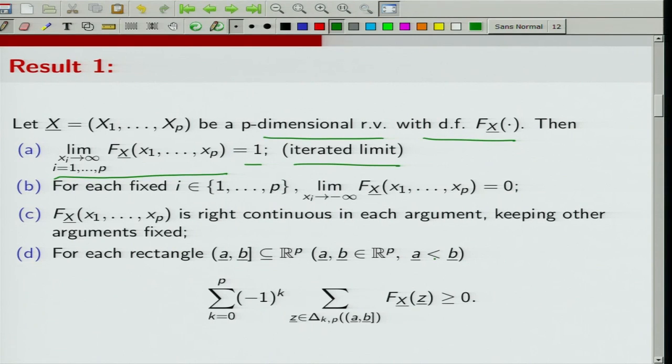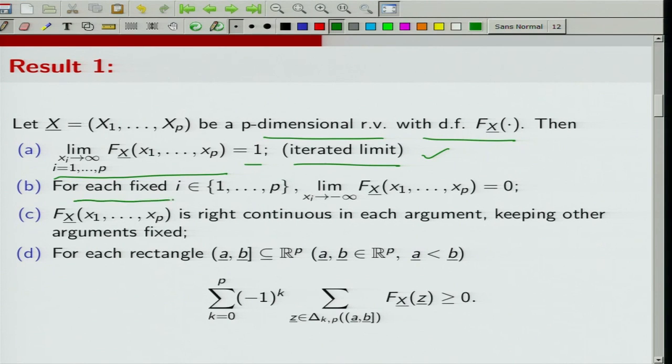I can take first x_1 going to infinity, then x_2 going to infinity, and x_{p-1} going to infinity. Now, these iterated limits would exist and would be the same as the limit. One can prove that using advanced arguments from calculus, which I will not do over here, but in this case iterated limits would exist and they would be the same as the exact limit. Now, a similar thing happened for p equal to 1. That means limit x going to infinity F_X(x) is equal to 1, that we saw.